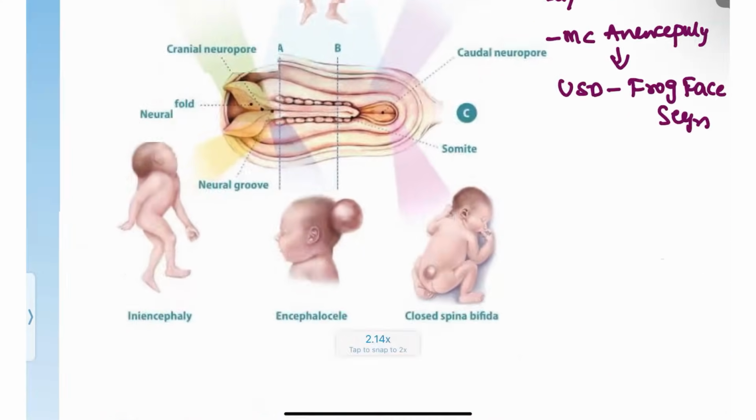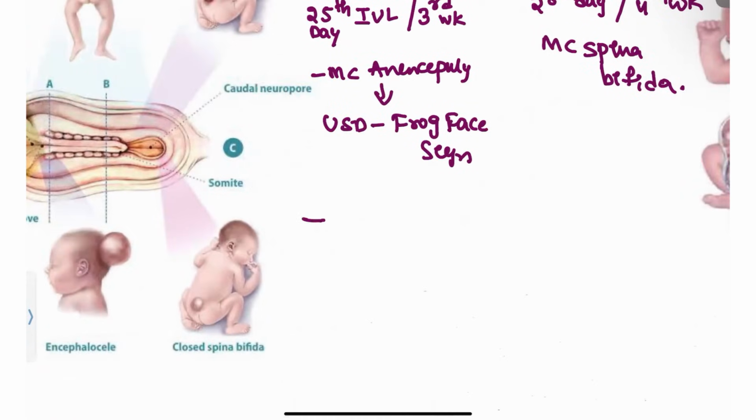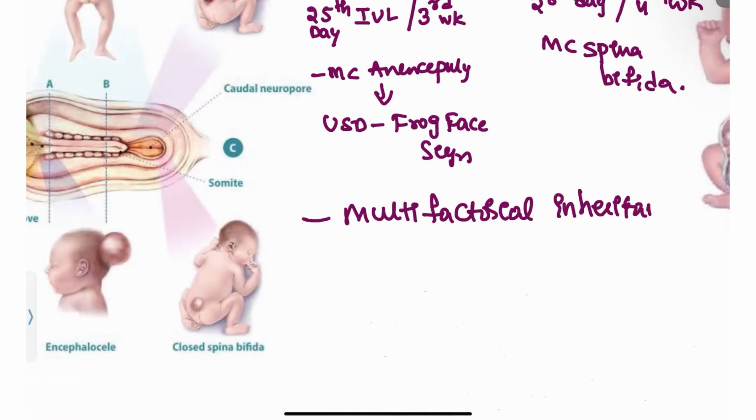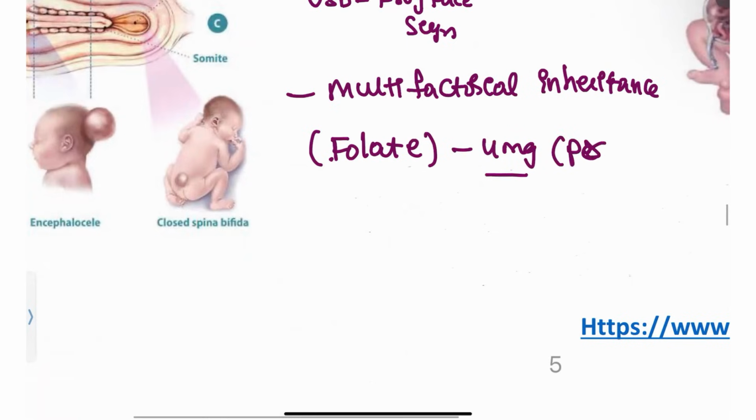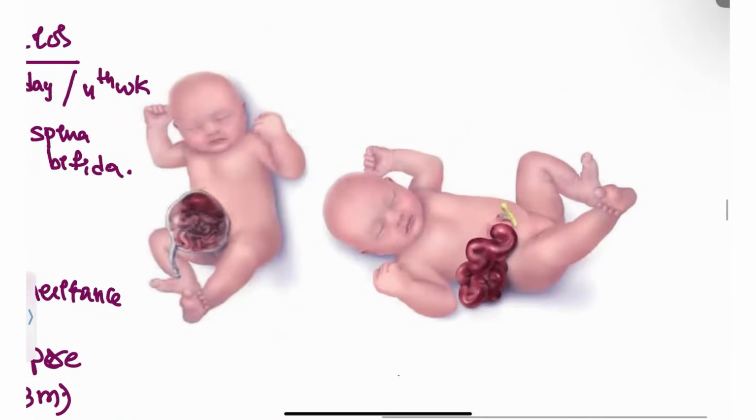What is the culprit of this one? The culprit is multifactorial inheritance. And in this multifactorial inheritance, what can be given for the prevention? Folate can be given. How much? At least 4 mg pre-conception. Three months before the pregnancy, you have to start this folate therapy. Okay, this is what the neural tube defects are.